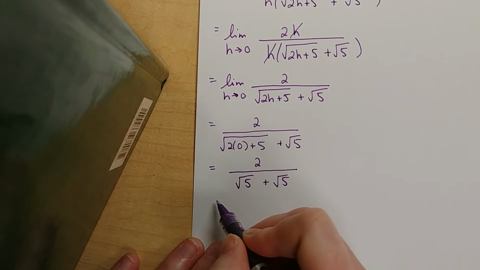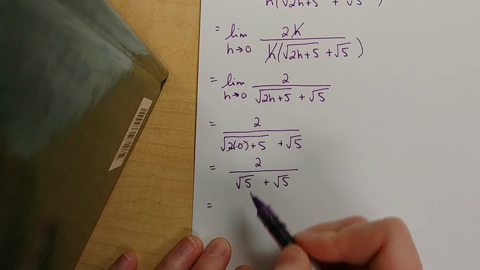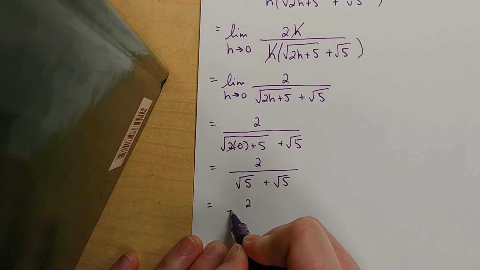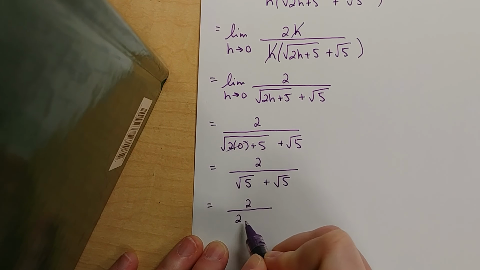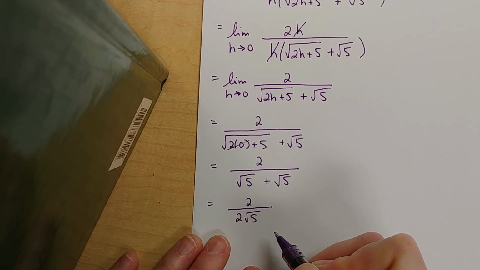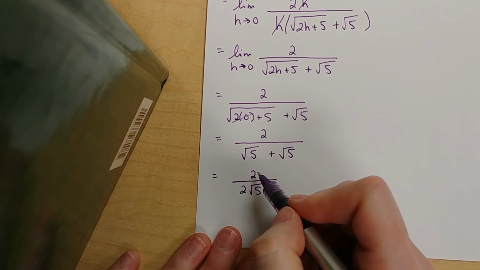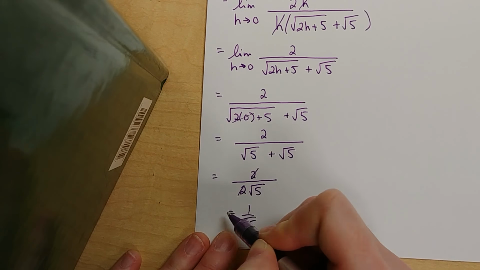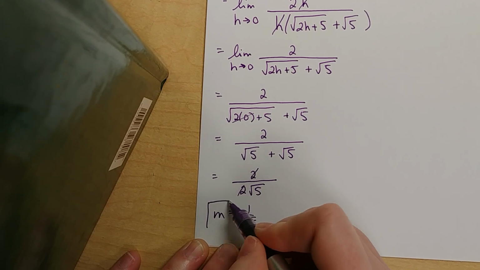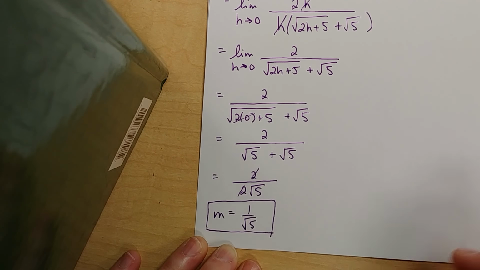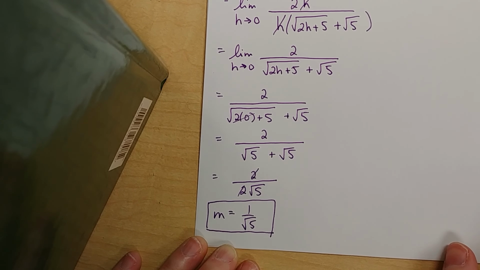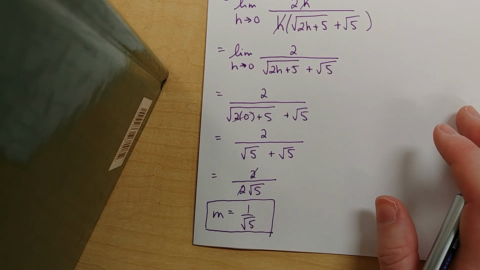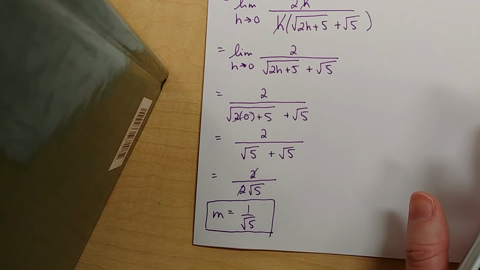So remember how to add your radicals. This 2 times 0 is gone, so all we get is root 5 plus root 5. And when I add root 5 plus root 5, that means I have 2 root 5s together, which actually allows us to simplify our fraction a little bit more. 2 divided by 2 means the slope of my tangent at 1 is going to be 1 over root 5. And we're done. So multiplying by the conjugate so that we can evaluate for our radical functions.